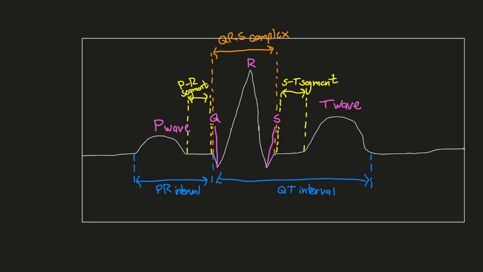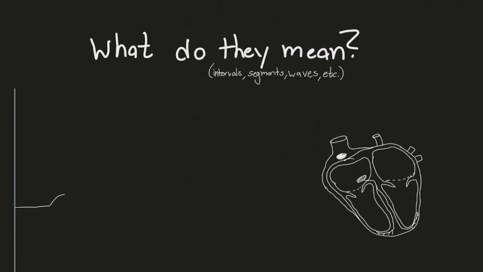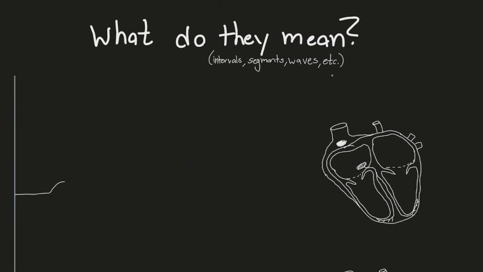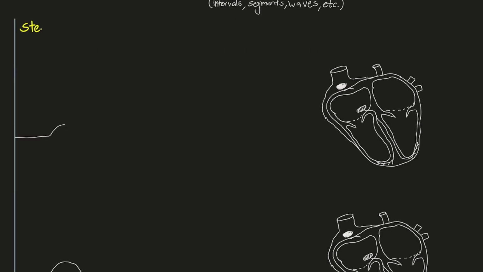Now, what someone might question is, why do we have all these segments, intervals, and labeled waves? What do they do and what do they correlate to in the heart? So, we will now go into what these mean. What do the intervals, segments, and waves mean in correlation to our heart? So we'll start here at step 1.